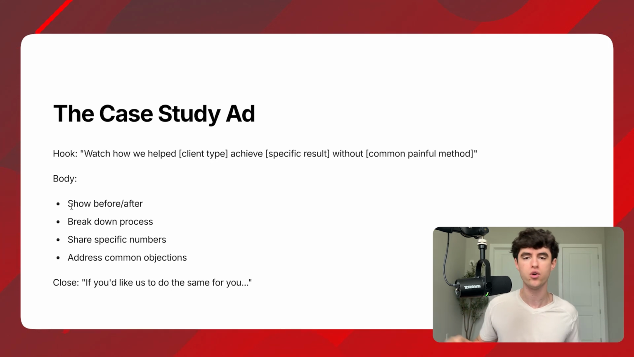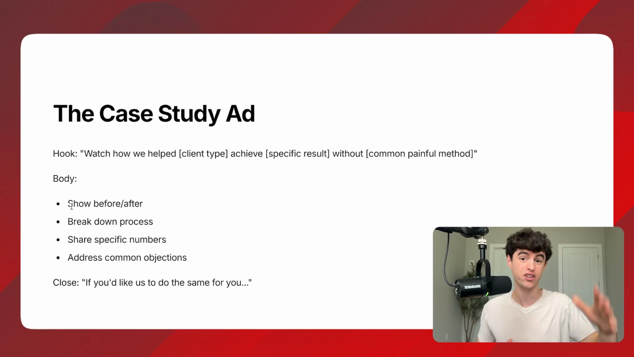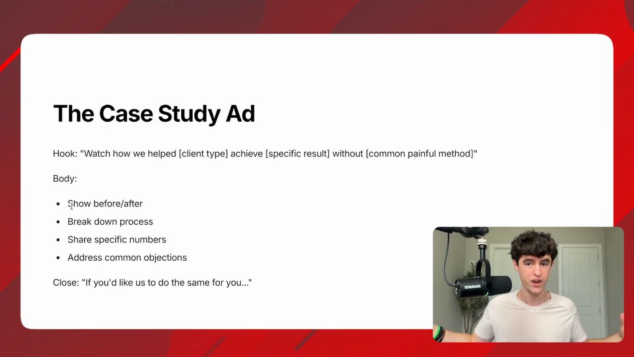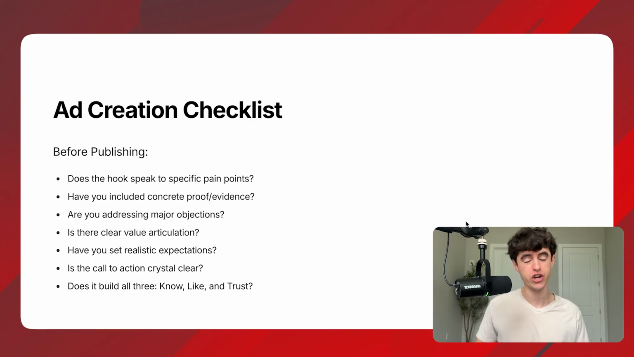Anything that you can do that contrasts a painful, difficult situation with a dream outcome that puts you as the bridge between those two scenarios. And then you're going to break down the process, share the specific numbers, address the common objections, and then in the close, simply just, if you'd like us to do the same for you, click the link below, etc. Now, here's a quick little checklist. I would actually recommend taking a screenshot of this before you actually end up doing this yourself and publish your ads. You want to ask yourself first, does the hook speak to the specific pain points?